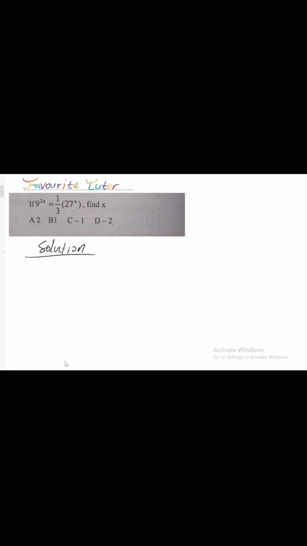So what do we have in the left-hand side? We have 9 raised to the power of 2x, which is equal to 1 over 3, times brackets 27x raised to the power of x. So we just set it in index form. Set all numbers in index notation.